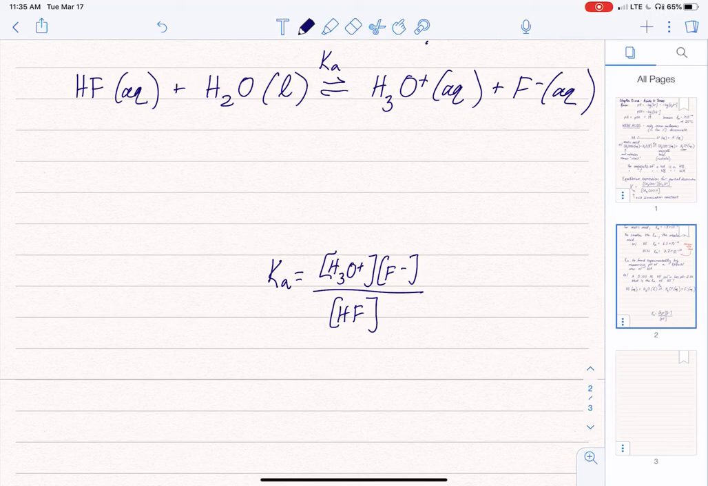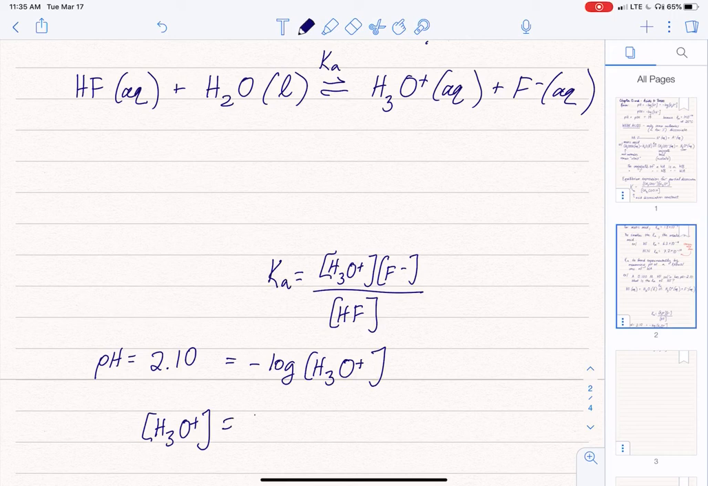Now, the only thing I know about this reaction is what it told me, which is that the pH is 2.10. The pH, as I said at the beginning, is simply the negative log of the hydronium concentration. So if I rearrange this equation, I can figure out the hydronium concentration by taking 10 to the power of the negative pH. We did that last week. So if I take 10 to the power of negative 2.1, that gives me a hydronium concentration of 8 times 10 to the minus 3.